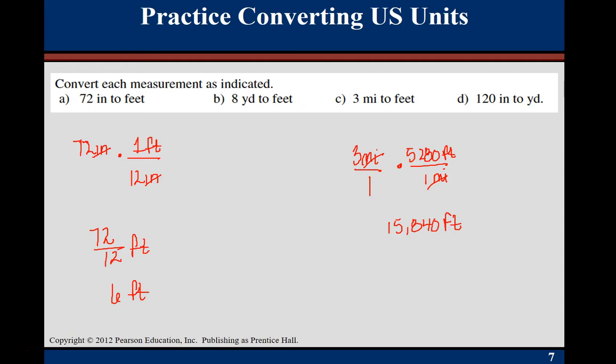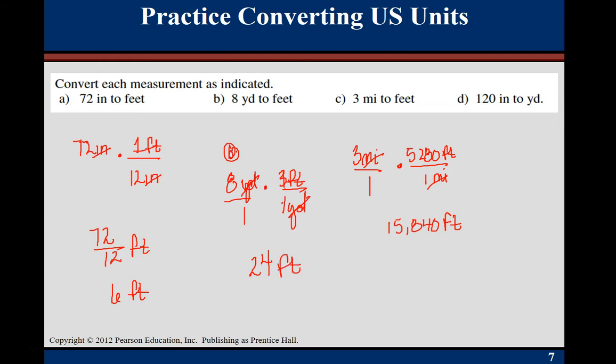Pause the video and see if you can find B and D. Yards to feet. For B, if I want to go to feet, feet needs to be up top. And there are 3 feet in 1 yard. Yards divide out, and I'm left with 8 times 3, which is 24, and that's 24 feet.